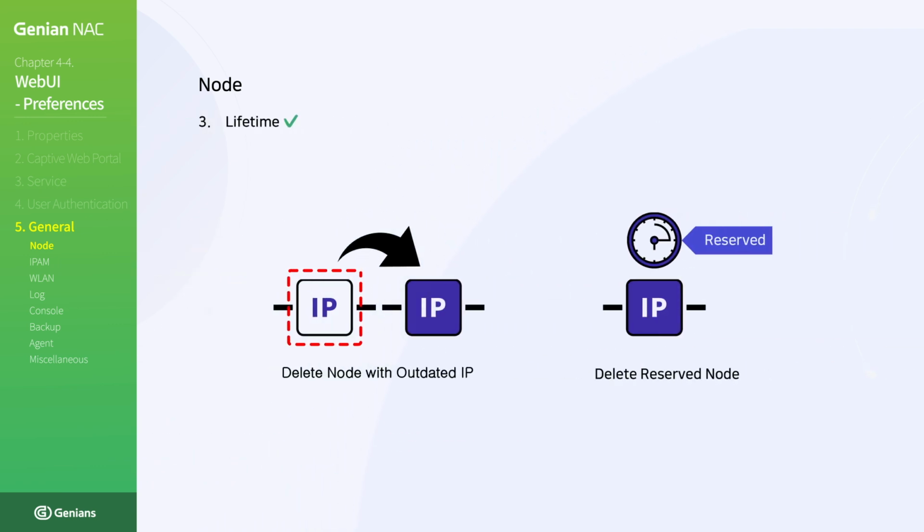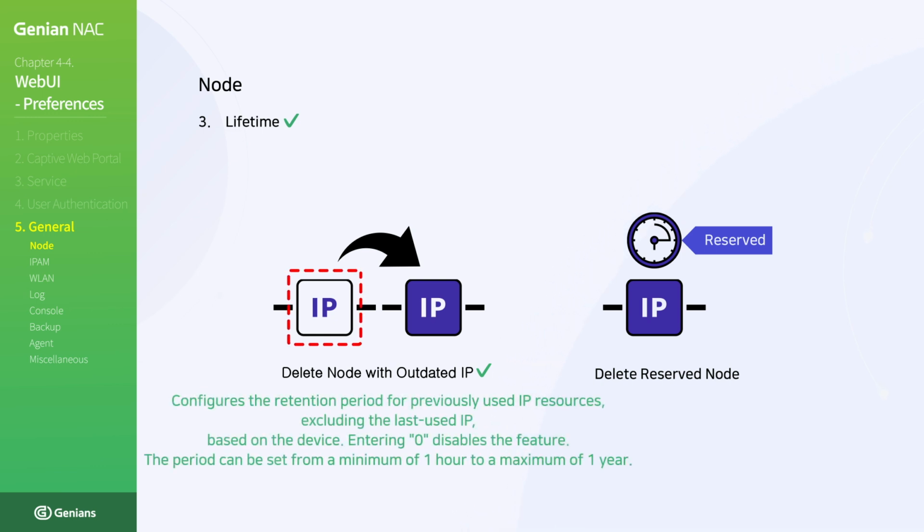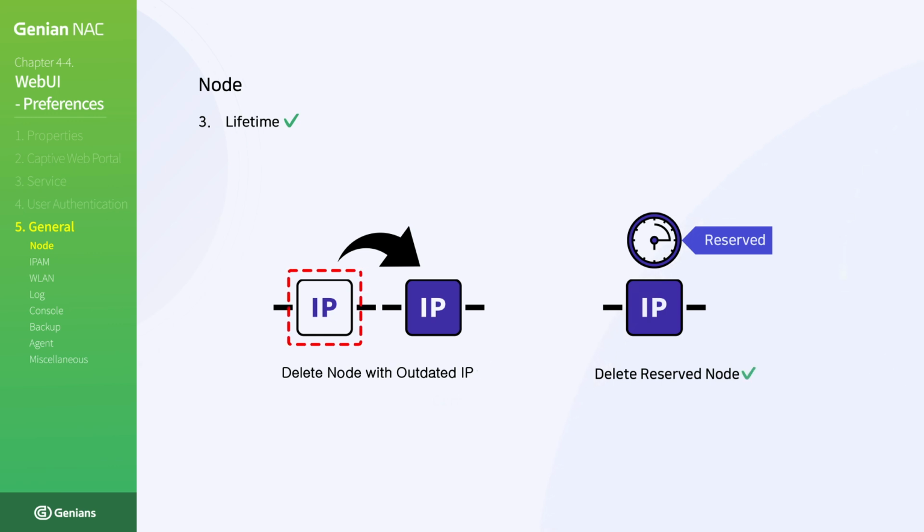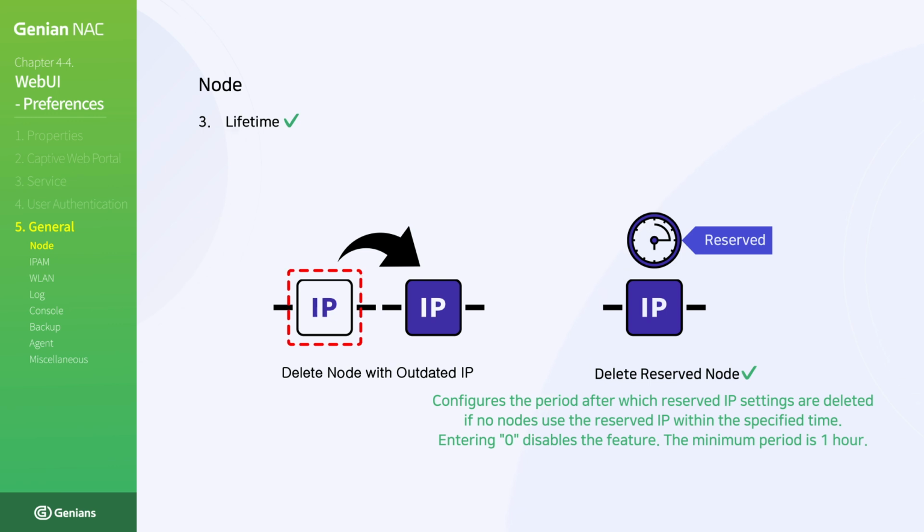The lifetime section allows you to configure the periods for delete node with outdated IP and delete reserved node. IP change node deletion configures the retention period for previously used IP resources, excluding the last used IP based on the device. Entering 0 disables the feature. The period can be set from a minimum of 1 hour to a maximum of 1 year. Delete reserved node configures the period after which reserved IP settings are deleted if no nodes use the reserved IP within the specified time. Entering 0 disables the feature. The minimum period is 1 hour.